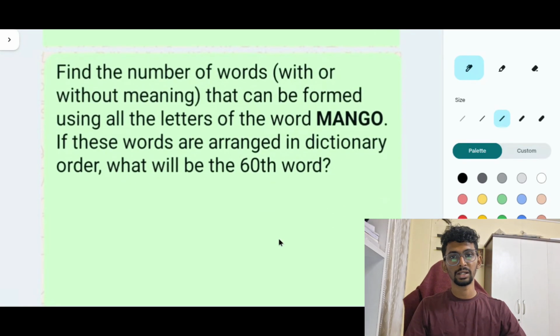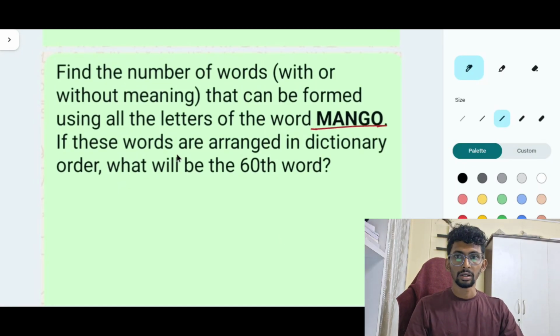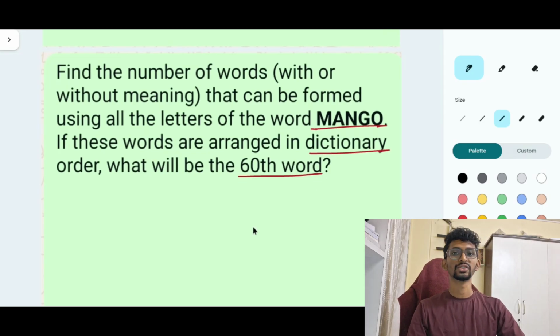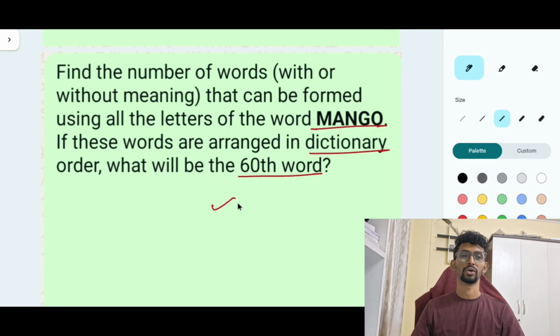Now, the next question is similar. You have to arrange this one and you have to write what word you will get as the 60th word if you arrange this one in a dictionary. So you can answer me this in the chat box.